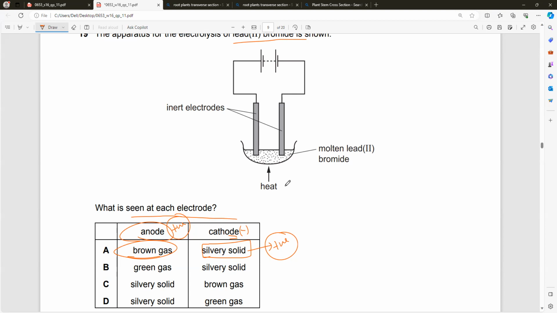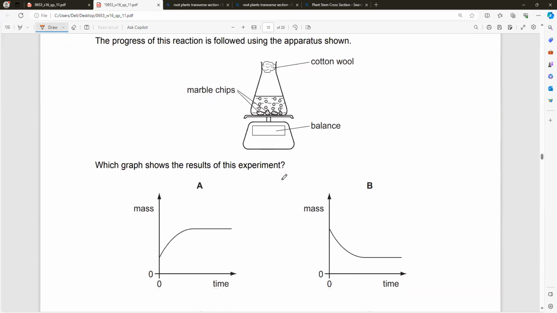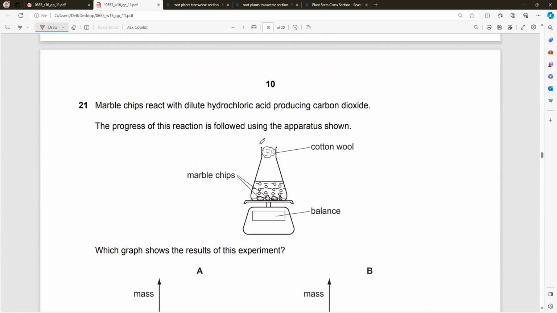Next, marble chips. Yeah, this is one of the important questions for us. Marble chips react with dilute hydrochloric acid, producing carbon dioxide. The progress of this reaction is followed using the apparatus shown. Marble chips contain what? We all know marble: calcium carbonate. So calcium carbonate is reacting with HCl.